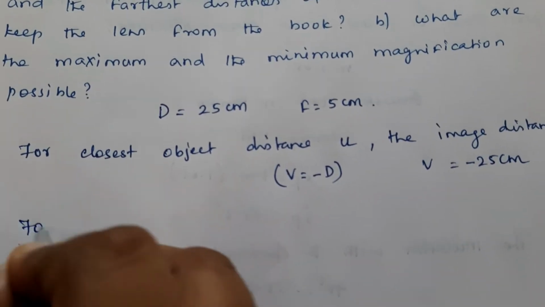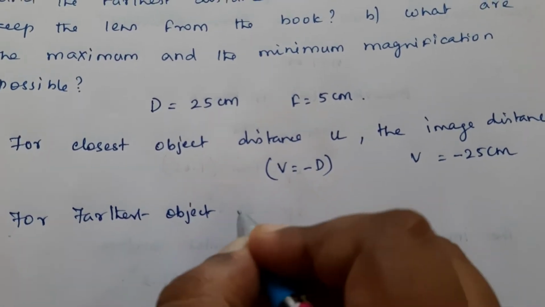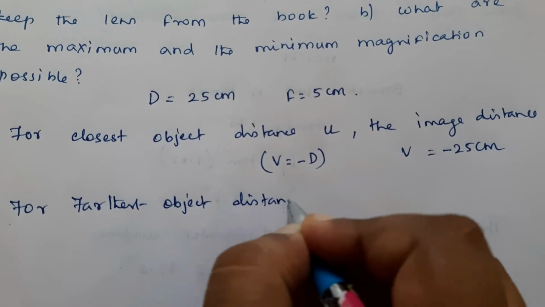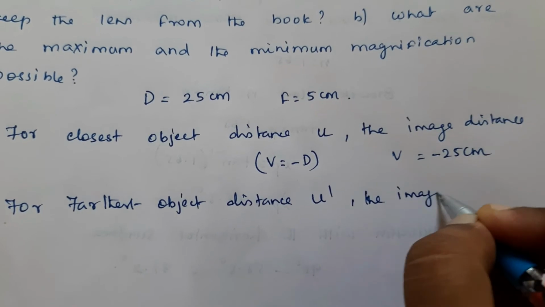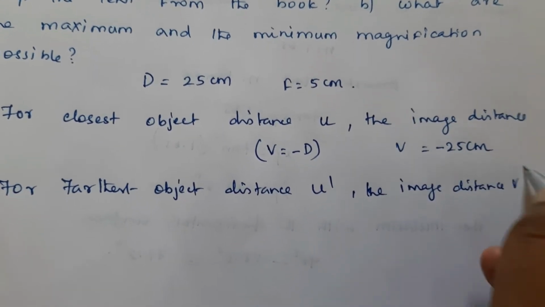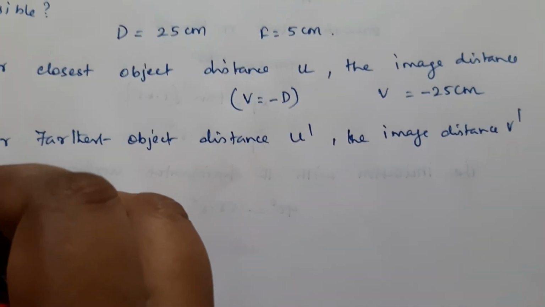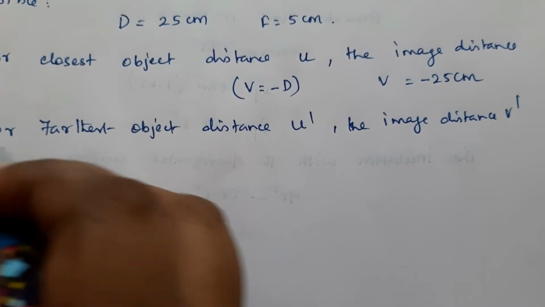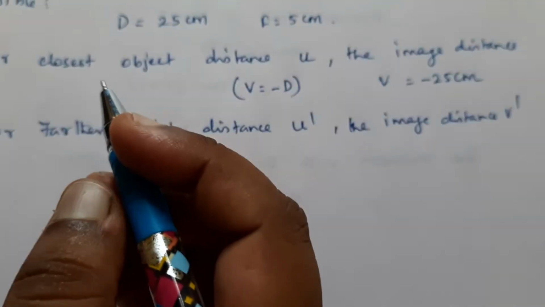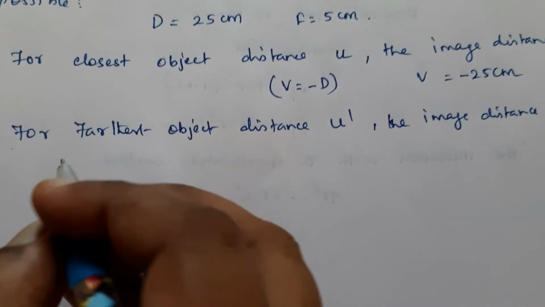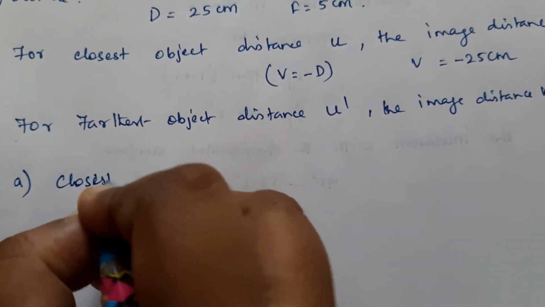Now, for the farthest object, the object distance is U dash, and the corresponding image distance is V dash. Now, we'll first find the closest object distance, and then we'll go for the farthest object distance.